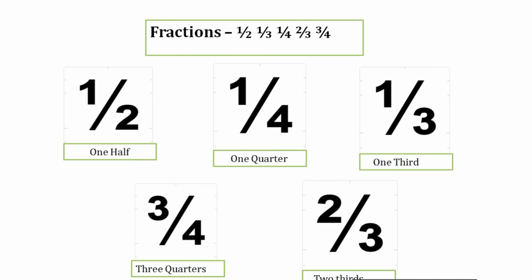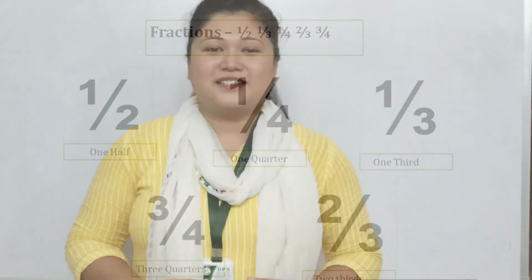Now we can take an example. Suppose we have 4 apples and we have taken out 2 apples from that. And now we can represent it in fraction as 2/4.